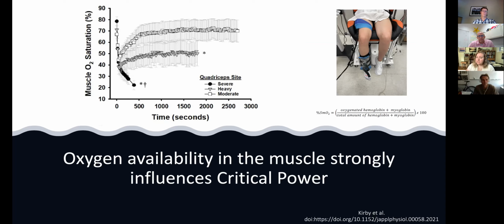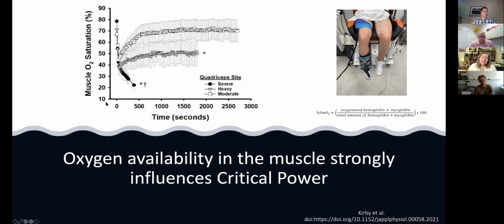And it is this black line. These are the wires that come up, and then we cover it so that the red light that comes through the probe isn't influenced by outside light, and the light will penetrate the muscle and help us determine the oxygenated hemoglobin and the total amount of hemoglobin. In this study, they had subjects perform this knee extension exercise at 3 different intensities: severe, heavy, and moderate intensity. Heavy and moderate intensity are both below critical power, and severe is above critical power.